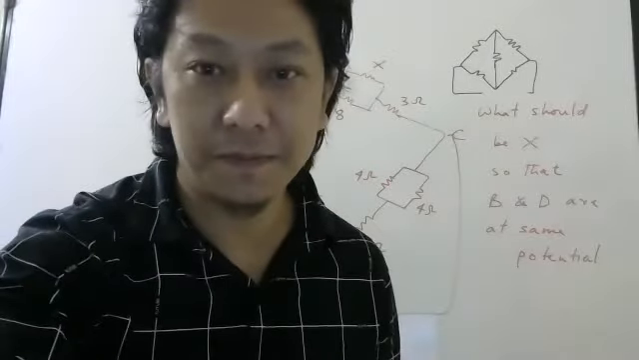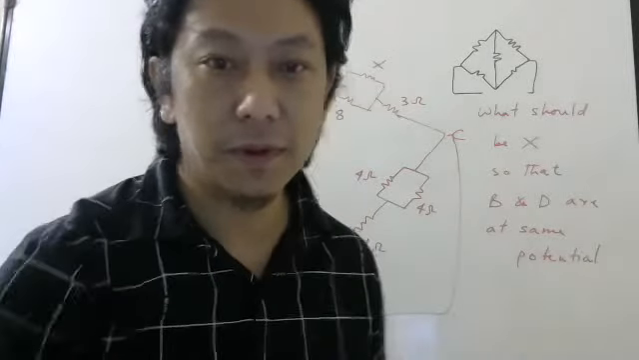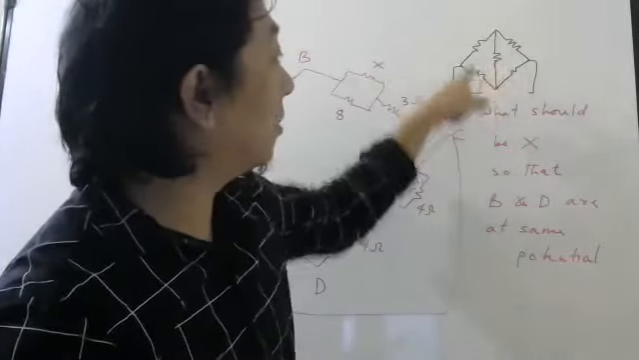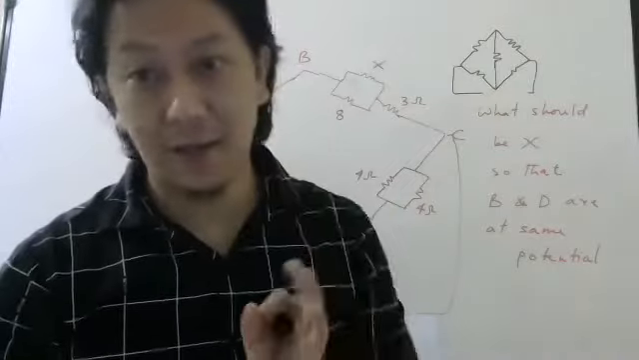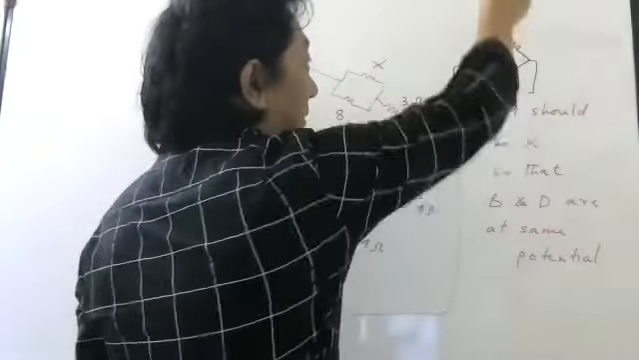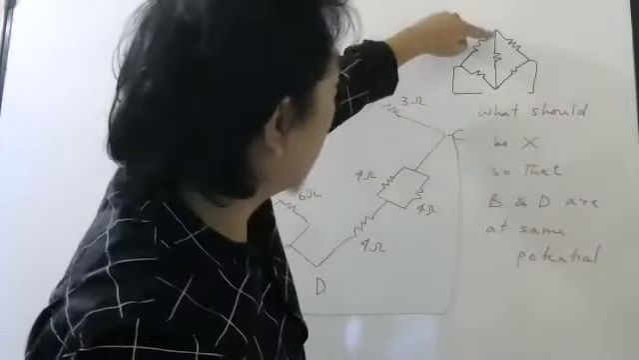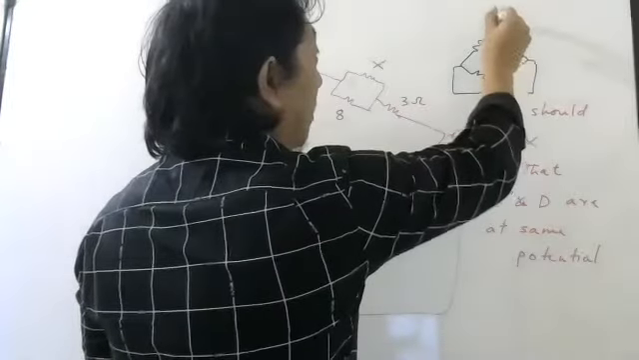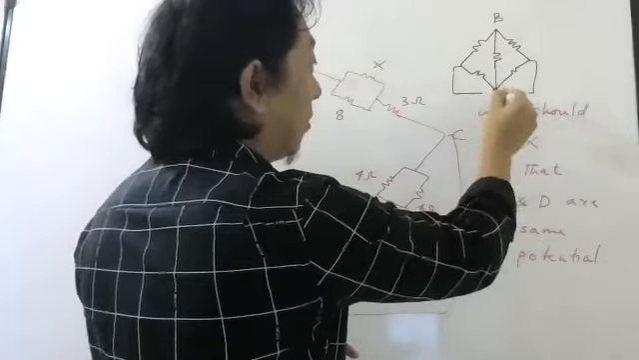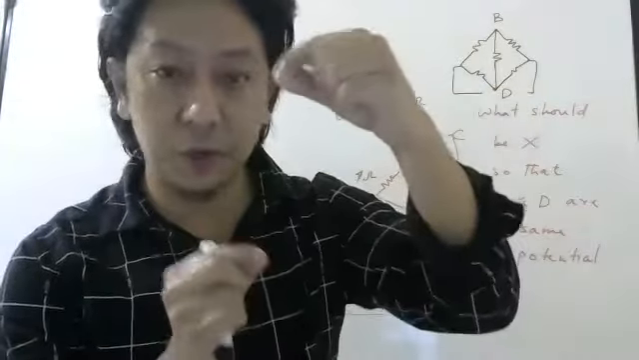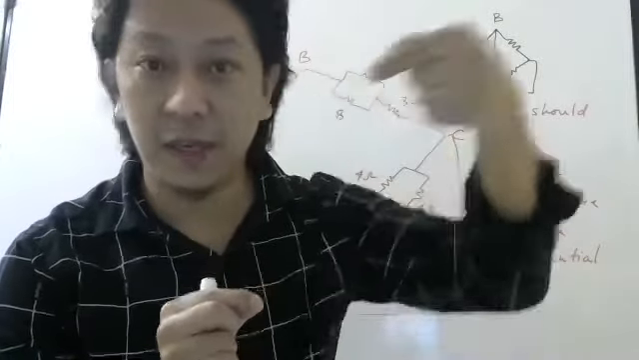So look here. This is what we call Wheatstone bridge, right? Now, in order for this Wheatstone bridge to be balanced, no current should flow here. For no current to flow, the potential of this point, if I call it B, and the potential of this point, if I call it D, must be the same. If potential between 2 points is the same, then current cannot flow.